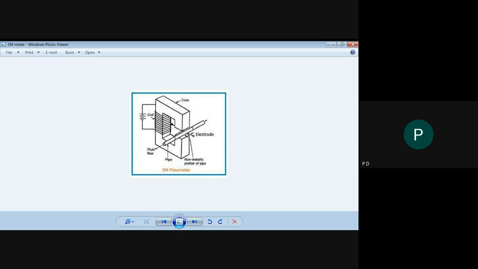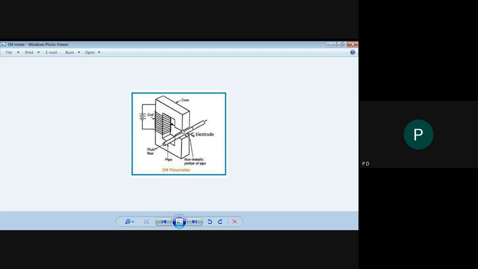For that purpose, it consists of simply one permanent magnet, a C-shaped magnet, over which a coil is wound. To this coil, we apply an external power supply, that is, an external voltage source. Next, into the C-shaped core, we fix one pipe through which we are going to pass a fluid, and to this pipe two electrodes are fixed. These electrodes are perpendicular to the pipe axis and also to the field generated by the magnet.